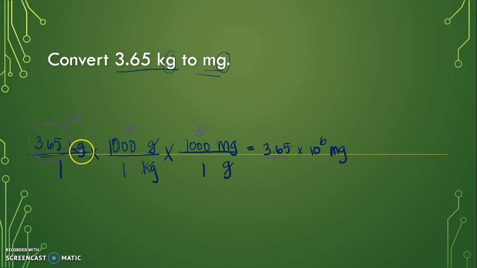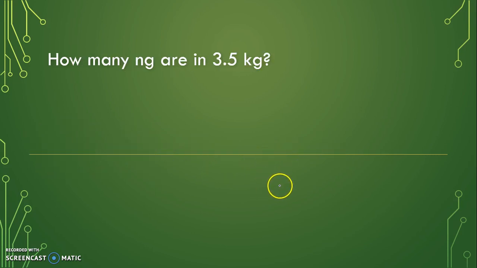Anytime we're doing these, you're always looking at your original numbers. You're pretty much not going to change anything. Okay? So here, let's do another one. How many nanograms are in 3.5 kilograms? Start with your given again. 3.5 kilograms. I'm going to put an understood 1 on the bottom, and we're going to multiply.